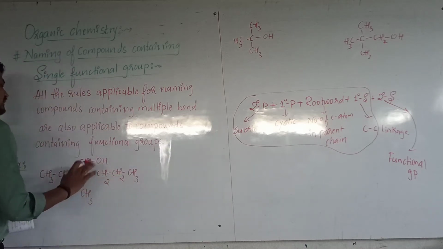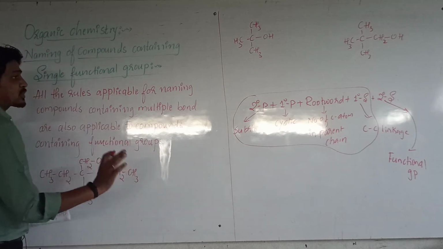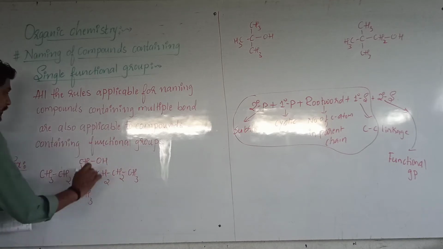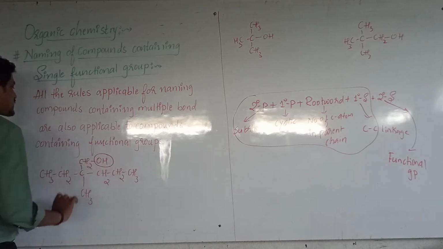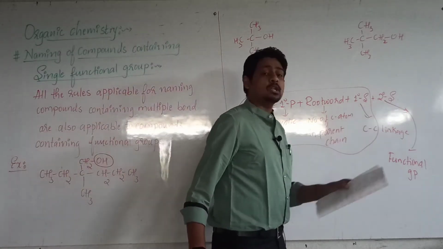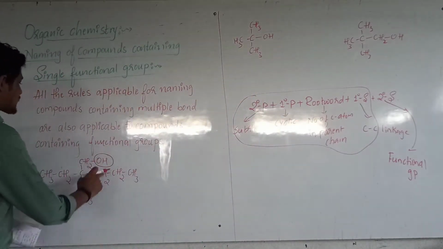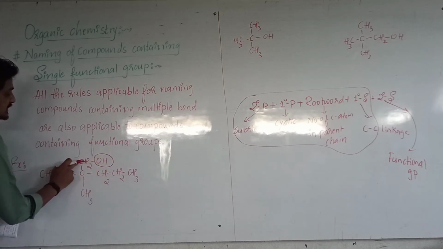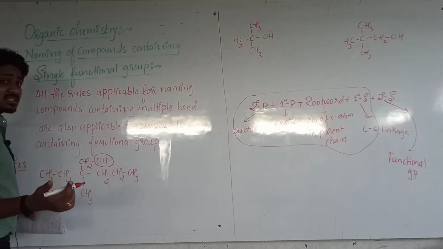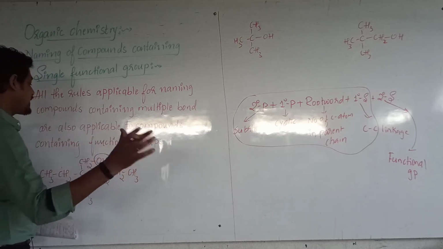Here also it is the same. We have to select the parent chain in such a way that the functional group is present in the parent chain. In this given molecule, the functional group is OH. OH means alcohol. When alcohols are present, the secondary suffix you will use is ol. So definitely this carbon atom should be involved in the parent chain. The parent chain is the one which contains the functional group and the longest, meaning the most carbon atoms.